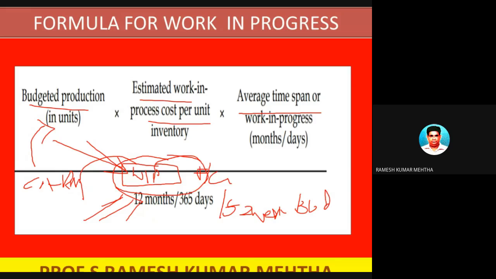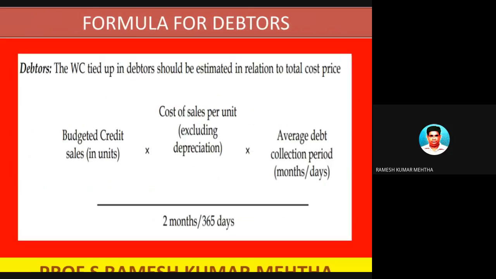Okay, so this formula will be used. Now we will find out the way to derive this formula. How can we derive this particular formula? Next one, as I already told, debtors is also an element of current assets, and your money is getting stuck with debtors for a certain period of time. So we have to find out, at any given period of time, how much of your money is getting stuck with the debtors.